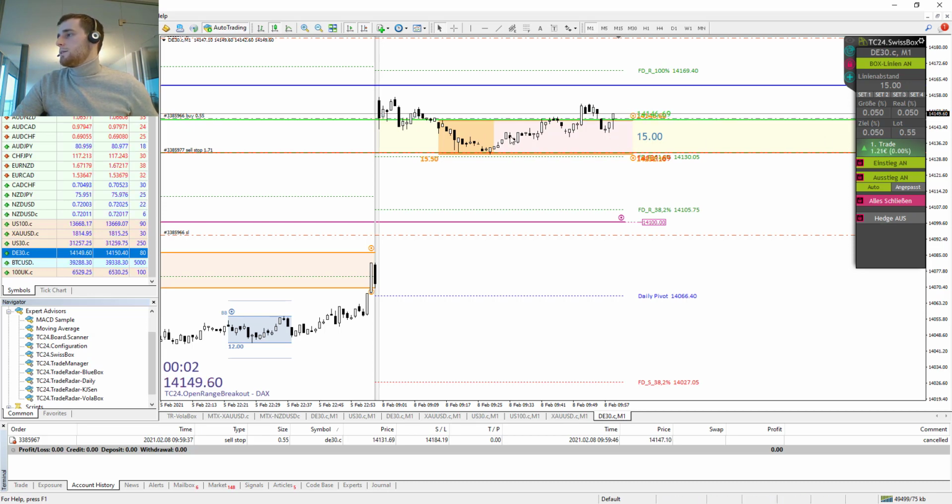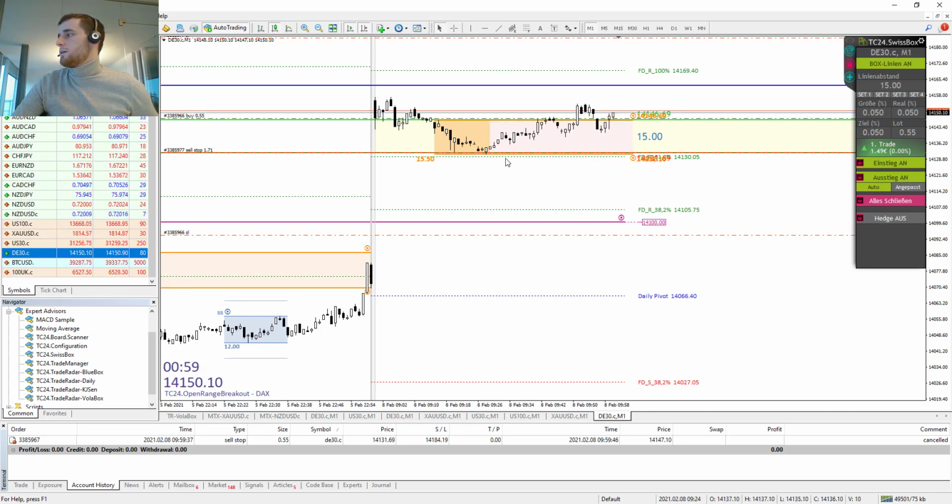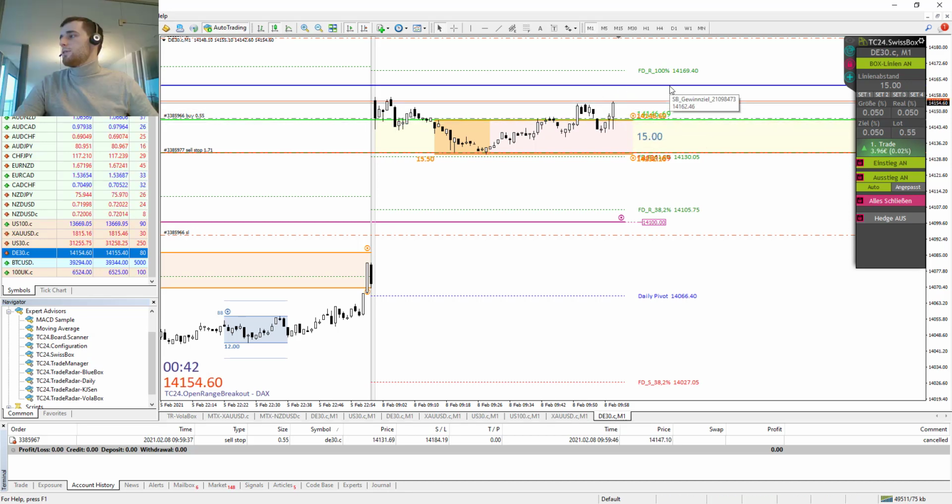So simple as what we do is we overlap our SwissBox on the open range, and then at 9 o'clock right now we should see a breakout from this range. As soon as the market moves outside of this 15-point range, it will activate a trade on the pending orders, and the take profit will appear in the chart. As you can see here, the blue line is the take profit.